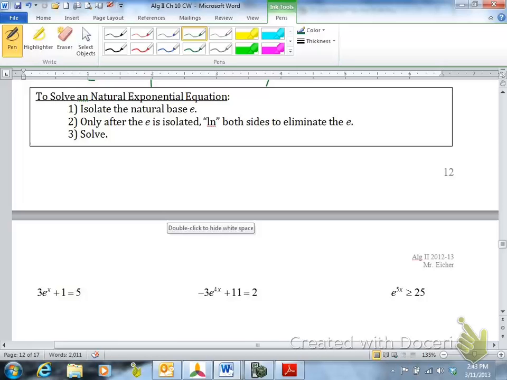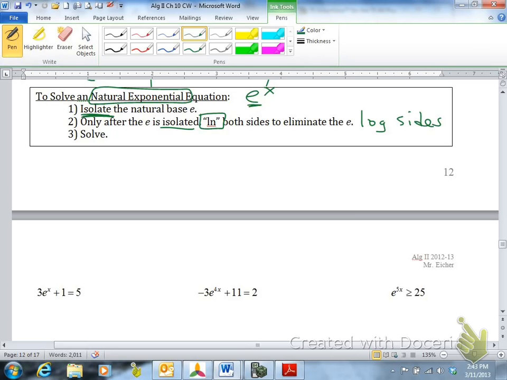Okay, this is 10.5, part 2. To solve a natural exponential equation, that means you have e to the x. You have base e. So first you isolate base e, and only after it's isolated you ln both sides. Ln both sides is similar to logging both sides.